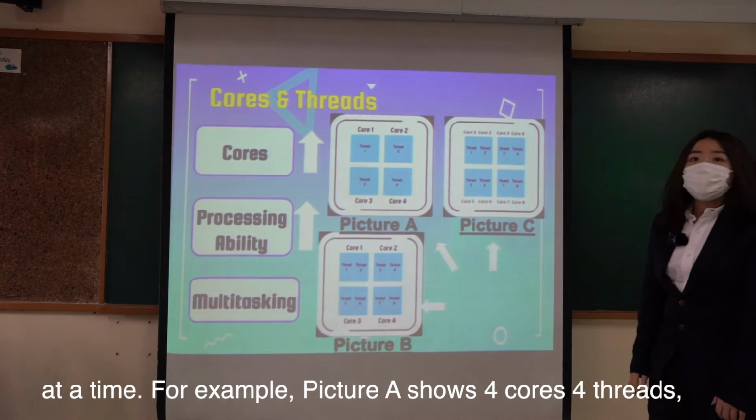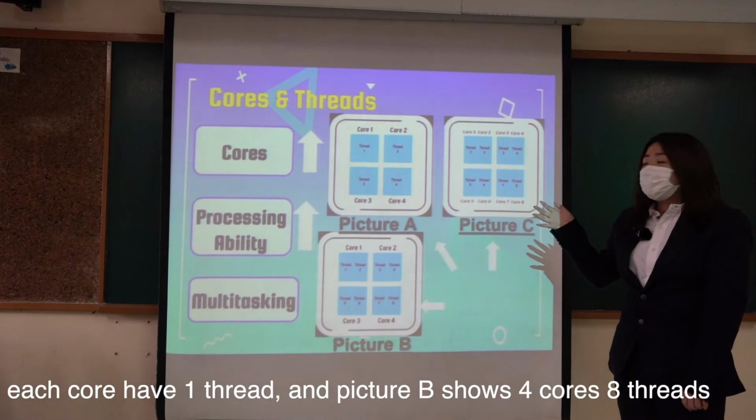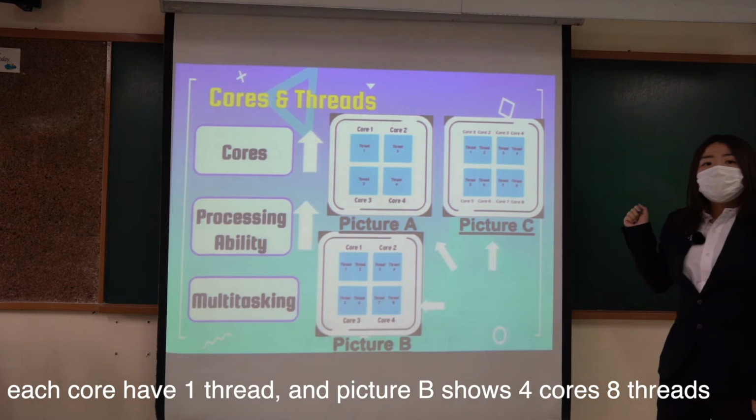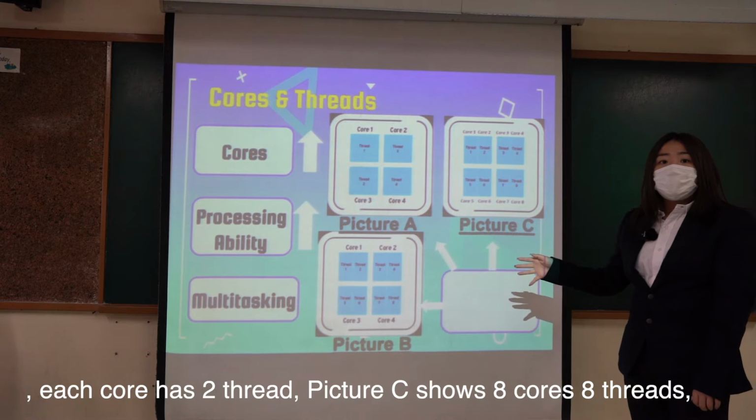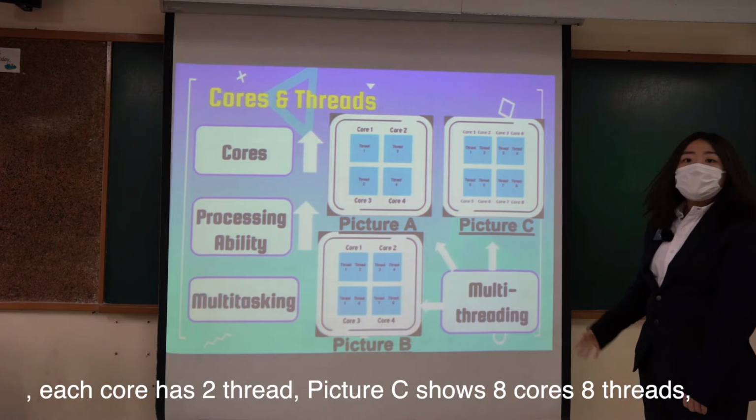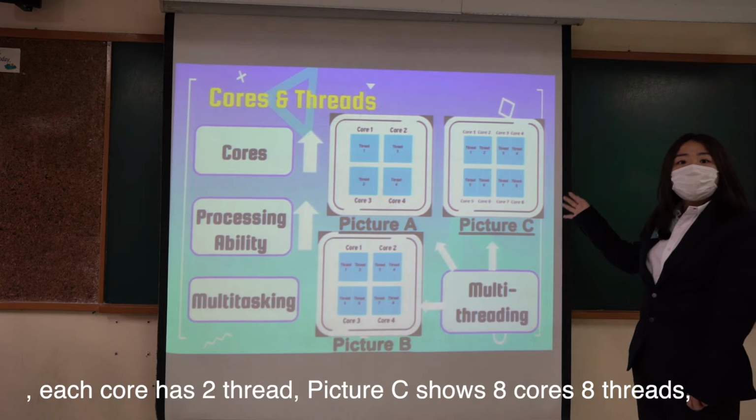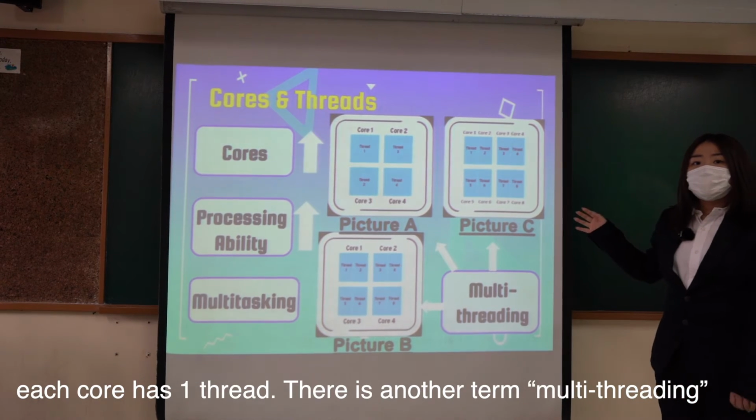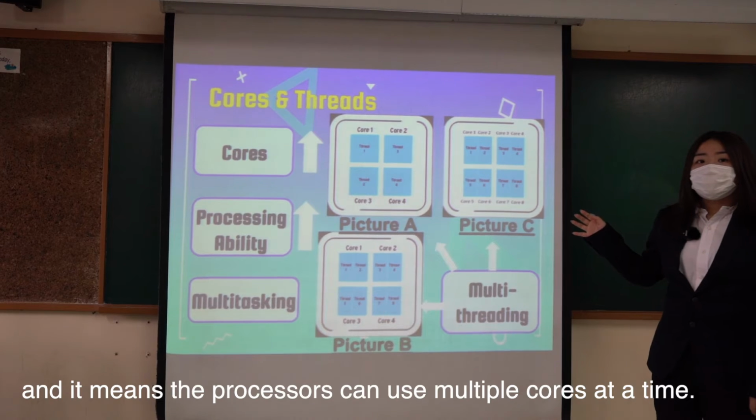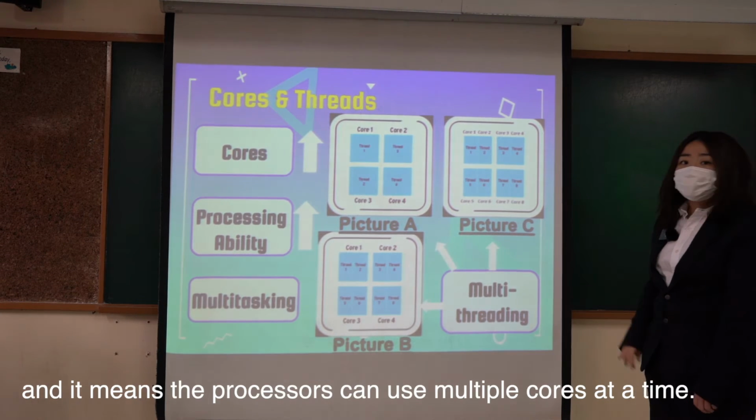For example, picture A shows 4 cores and 4 threads. Each core has 1 thread. Picture B shows 4 cores and 8 threads. Each core has 2 threads. Picture C shows 8 cores and 8 threads. Each core has 1 thread. This is another term, multi-threading, and it means the processors can use multiple threads at a time.